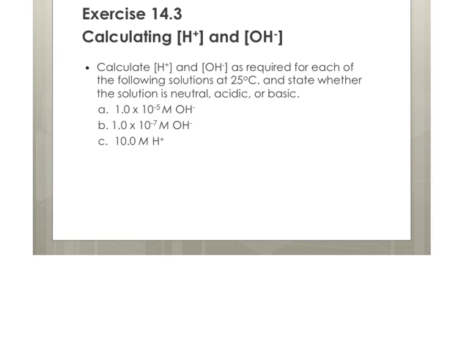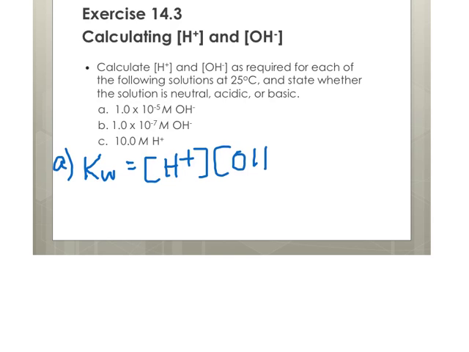degrees Celsius. I'm going to do A, and I'll let you do B and C on your own, but I will give you the answers for B and C. Okay, so for part A, if we know that Kw is equal to the concentration of hydrogen ion times hydroxide ion, which equals 1 times 10 to the minus 14, we can substitute and solve for our unknown.